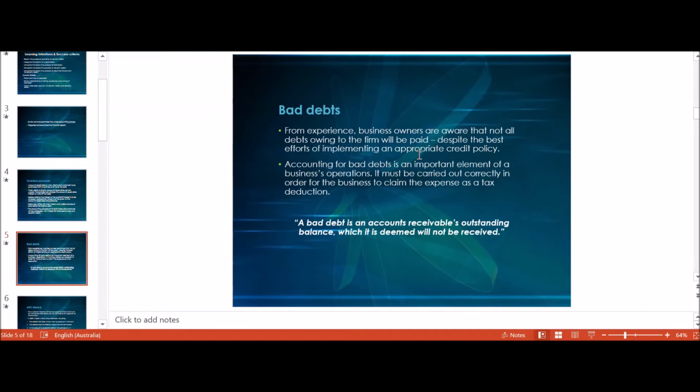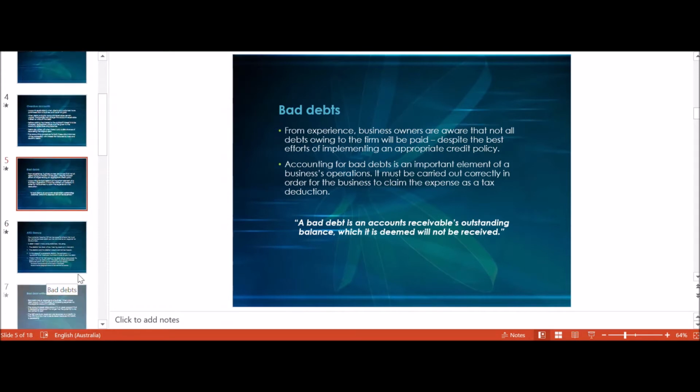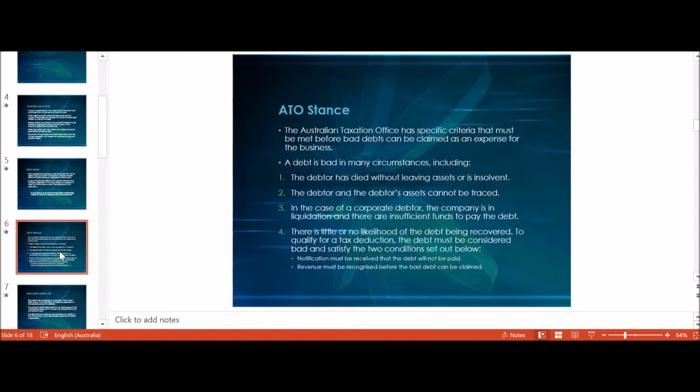So bad debts are accounts receivable balances that we deem we're not going to be able to receive, not going to be able to claim back. So we need it in writing. We need some evidence that they're not going to carry it out, and normally there are documents we can obtain to prove that this person was a bad debt, because we can claim a tax deduction. ATO do have a stance on that. My information here may be a bit dated, so I might post up some updated information a bit later.